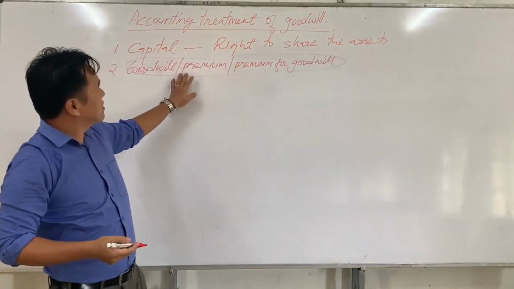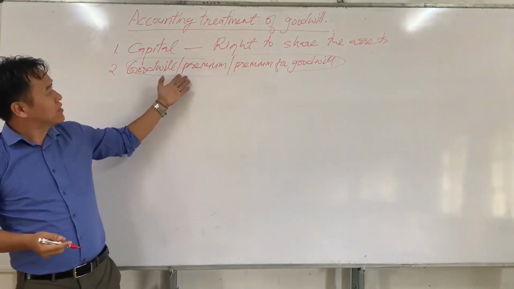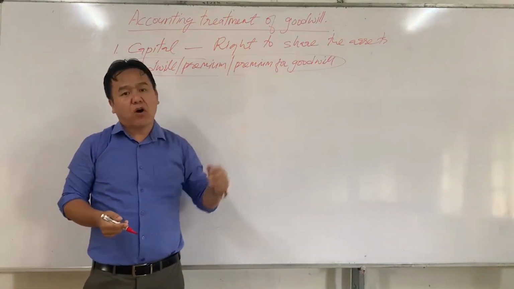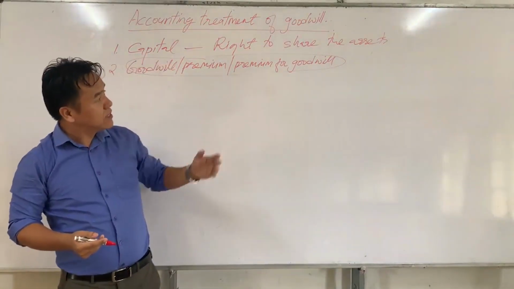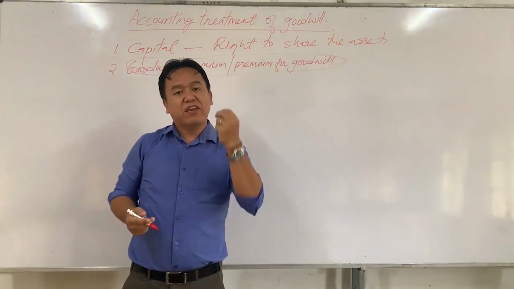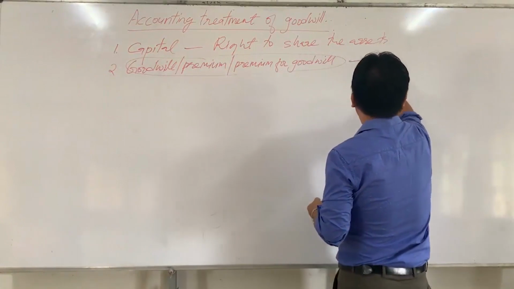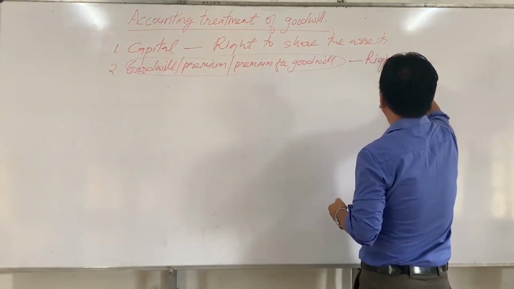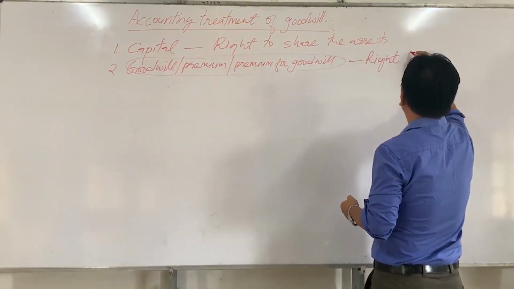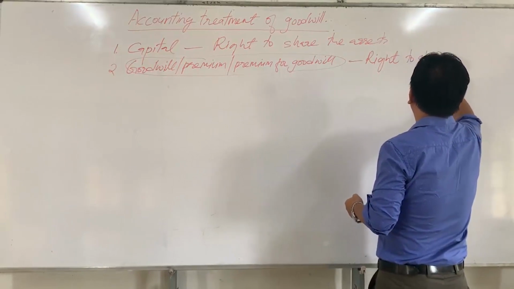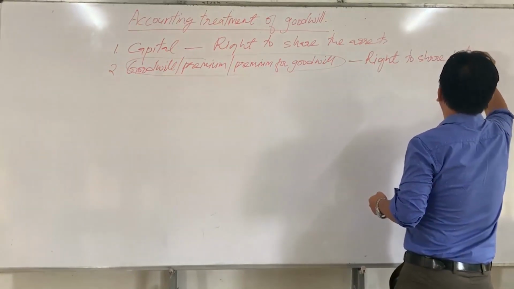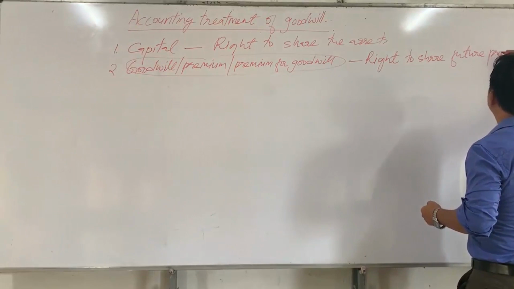Now my second question is, why does a new partner have to bring premium or goodwill? The reason is to get his share in the future profit of the firm. Right to share future profit.